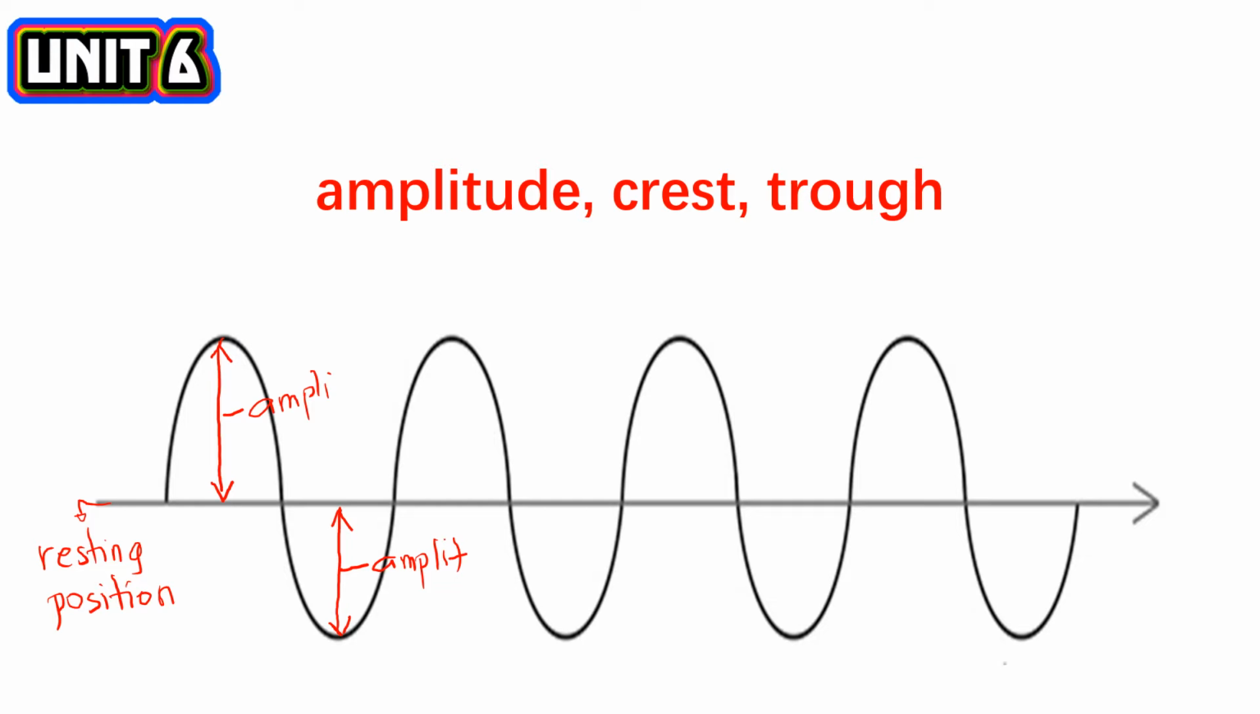In your amplitude here, the highest point is what we call your crest, and the lowest point is what you call your trough. Each part of the amplitude has its own special name. If it is the highest position of your amplitude, this is what you call your crest. The lowest portion of your amplitude, which is this part, is what you call your trough.